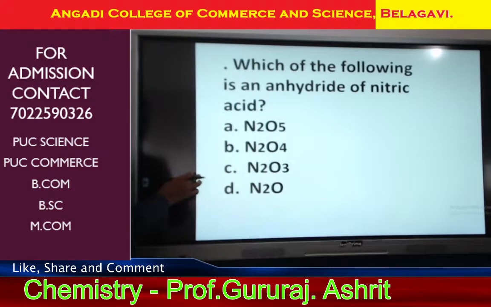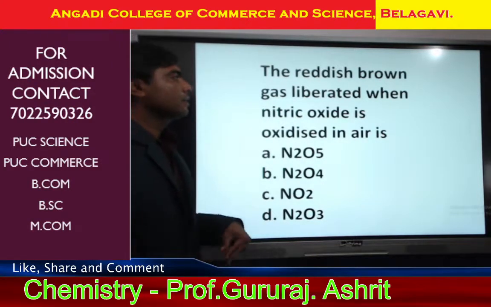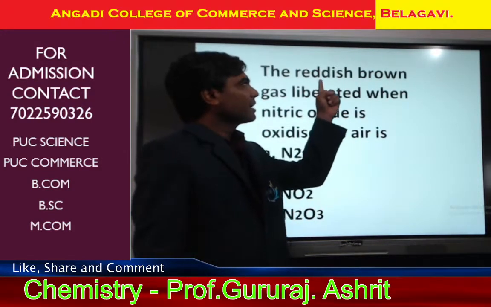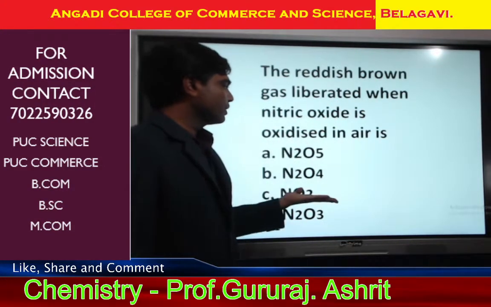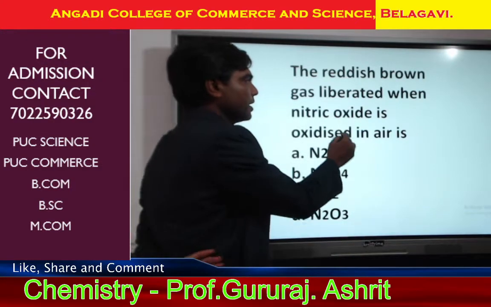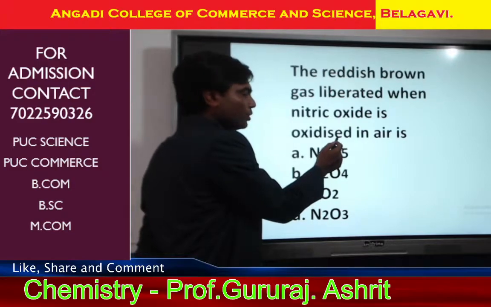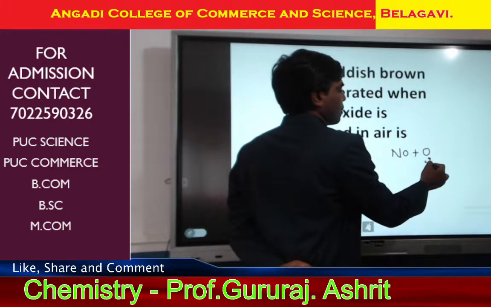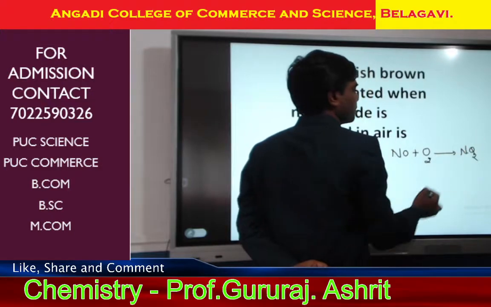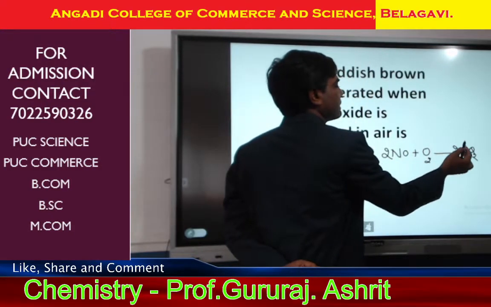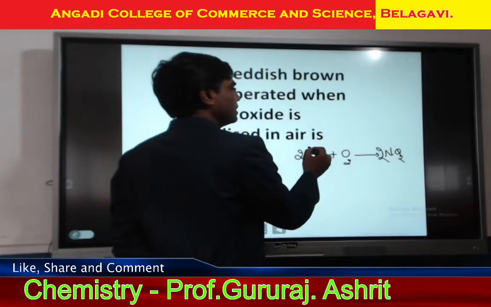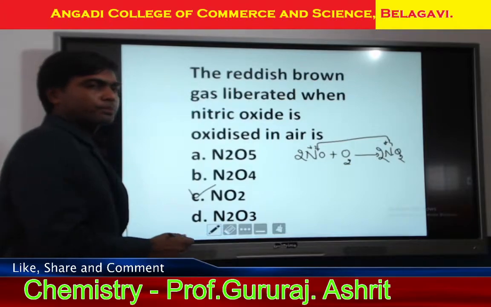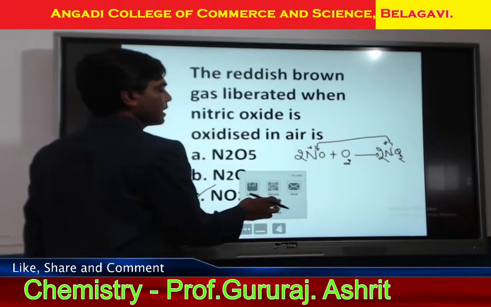Okay. Next question. The reddish brown gas liberated when nitric oxide is oxidized in air is. So first, the clue you know, reddish brown gas. If you know the color of the gas, without doing any reaction, directly you can identify the answer. If you take NO and pass it with O2, you get the compound. What is that reaction? Let's see here. NO plus air, that is oxygen, we get NO2 gas. Make the equation balanced: 2NO plus O2 becomes 2NO2 gas. Therefore, N is oxidized from plus 2 to plus 4. Okay, and NO2 is the reddish brown fumes which is obtained in the nitrate test.